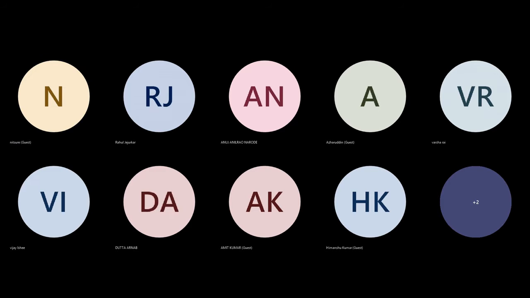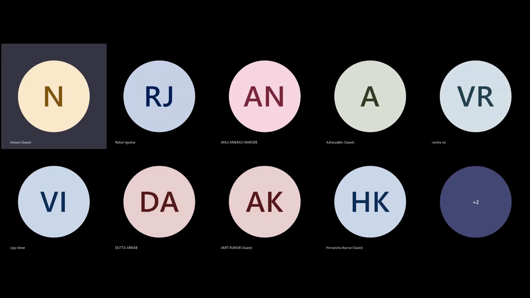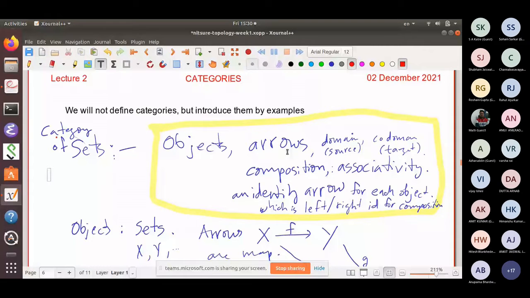Spaces, and a category had objects, arrows. Every arrow had a domain or source and a codomain or a target, and arrows could be composed. Composition was associative. Every object had an identity arrow, both left and right identity for composition. Then we gave some examples of categories.